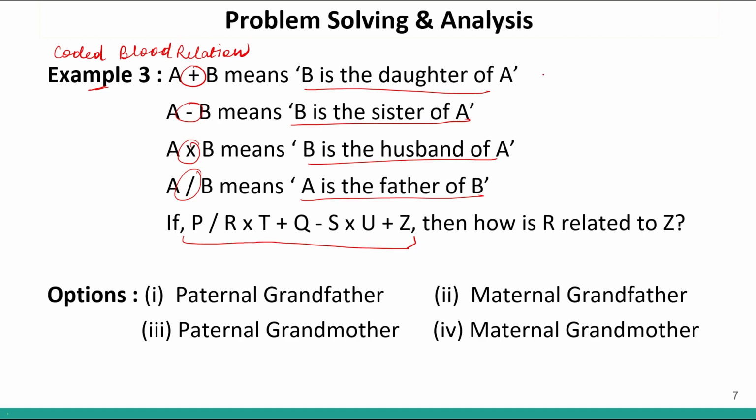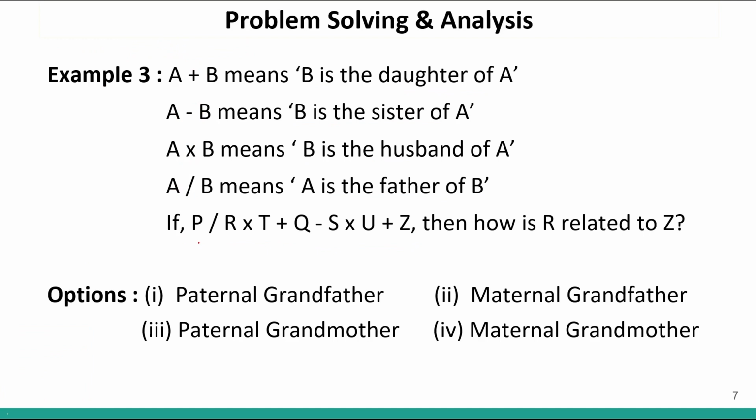Now, let us see. So first, P divided by R means P is the father of R. So if P is over here, he is the male and he is the father of R. Okay. R into T means T is the husband of R. If T is the husband of R, then this will be male and R will be female. Now, T plus Q means that Q is the daughter of T. So Q is the daughter of T, that Q will be female. So 3 generations we have gotten so far.